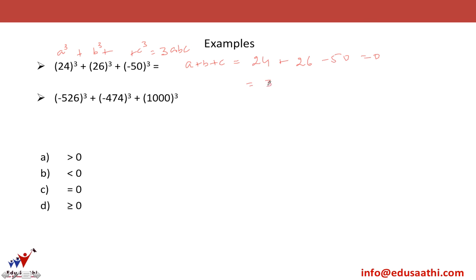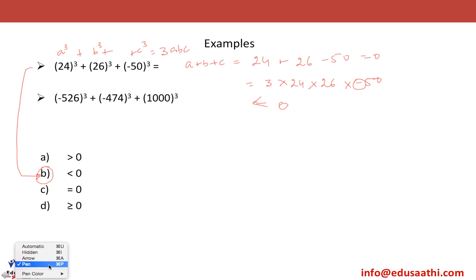It is 3 multiplied by 24 multiplied by 26 multiplied by minus 50. Since we have one negative sign here, this value is definitely less than 0. So the correct answer for this first question is the B part, which is less than 0. Let's solve the second question here.